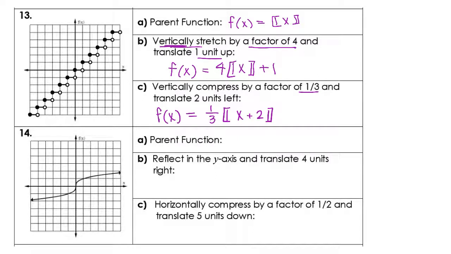All right, so moving on. The next one, our parent function is going to be our cube root function. So we are going to have f of x equals the cube root of x. The next, we need a reflection in the y-axis and translate 4 units right. So if we're reflecting over the y-axis, that means our negative's on the inside of our function. And we're also moving to the right 4 units, so that's going to be a minus 4. All right, and let's see, what else do we have?